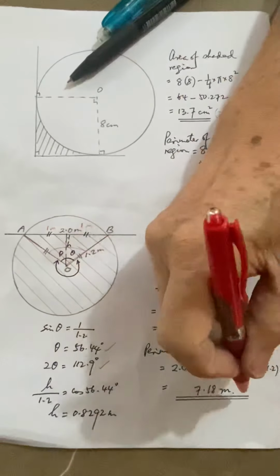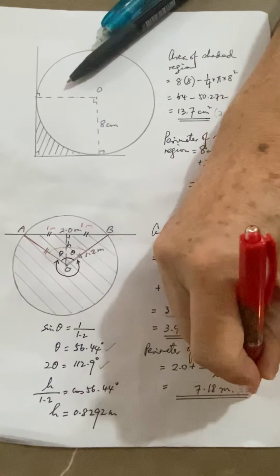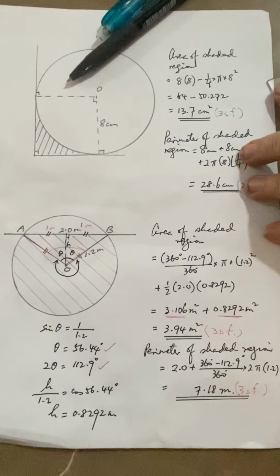Punch your calculator always. Before you submit your paper, when you do the question, put 3SF there. So you don't lose marks for that.